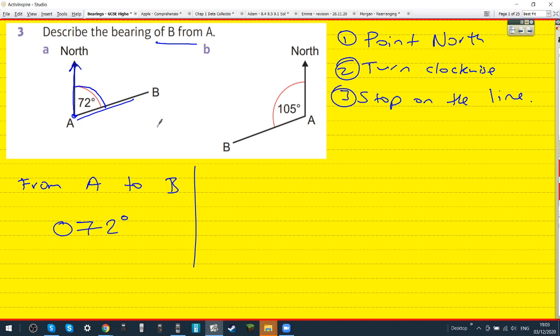Okay. What is the bearing then from B to A? Sorry, what is the bearing of A from B? When you answer the question, do they want just the degrees, or do you have to say point north and anti-clockwise, stop on the line, or clockwise? This is the answer. So it'd be 105 degrees. Oh, you're doing this one. Yeah. Okay.